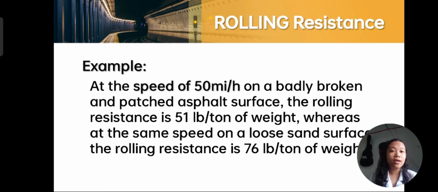The first one has a badly broken and patched asphalt surface, and the other one has a loose sand surface. It shows that the vehicle on the broken and patched asphalt surface has lower rolling resistance, which is 51 pounds per ton of weight, unlike the vehicle traveling on the loose sand surface, which has a rolling resistance of 76 pounds per ton of weight, which is much higher than the previous one.